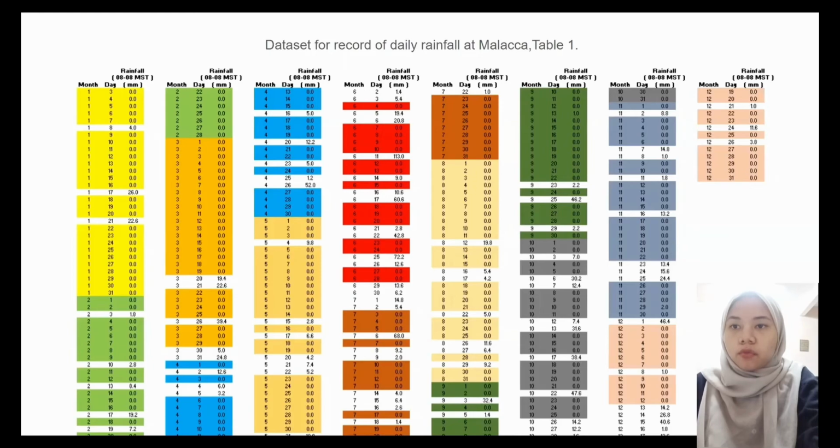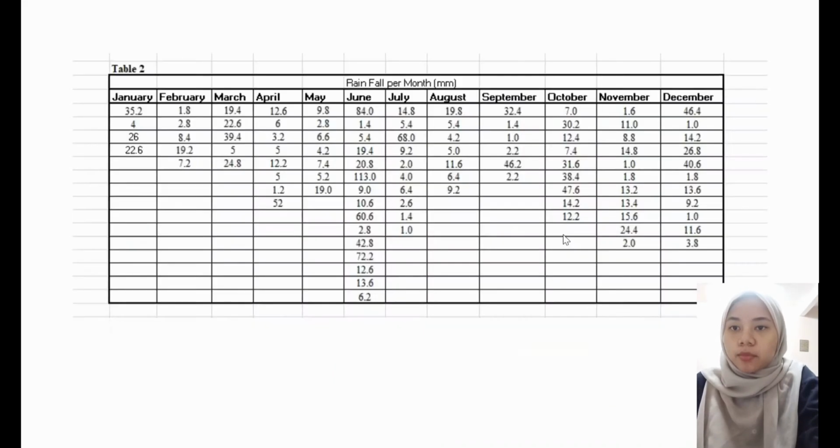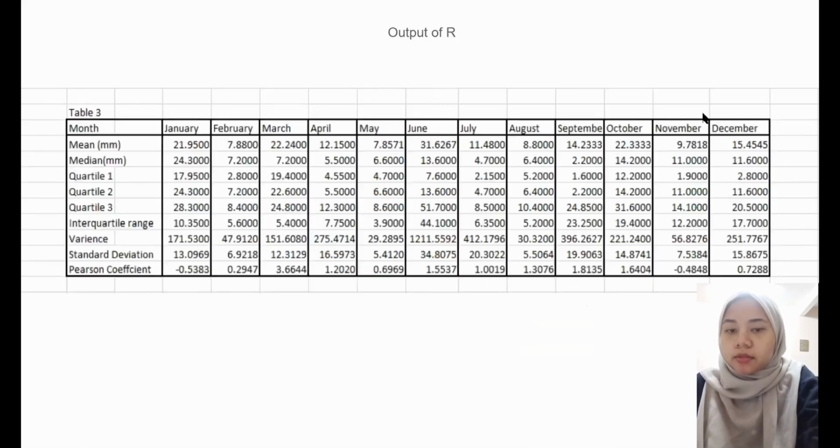So first of all, we decided to choose the data record of daily rainfall at Malacca, and we name the data as table 1. We do the analysis by distributing the data set of the record of daily rainfall amount into 3 tables. Table 1 displays the recorded data, which includes the amount of rainfall daily for each of the 12 months. Table 2 shows the data of the record of the amount of rainfall for the 12 different months from January to December.